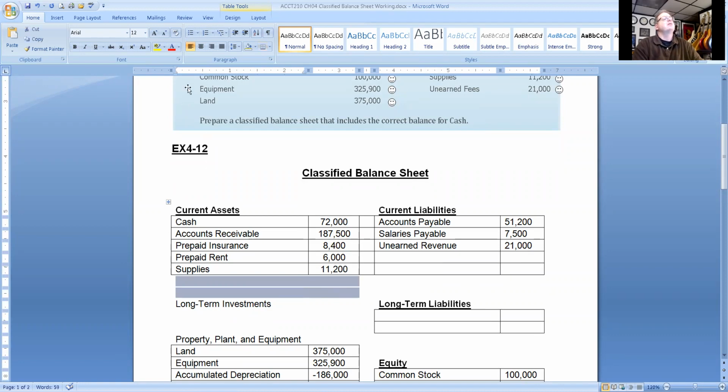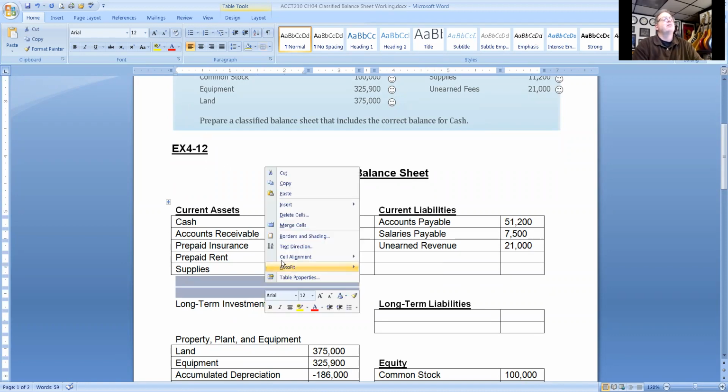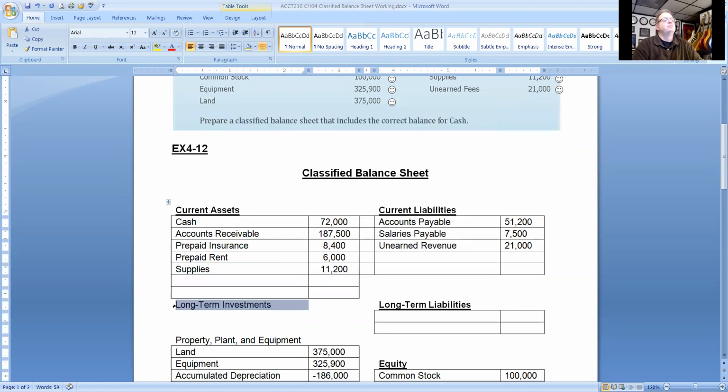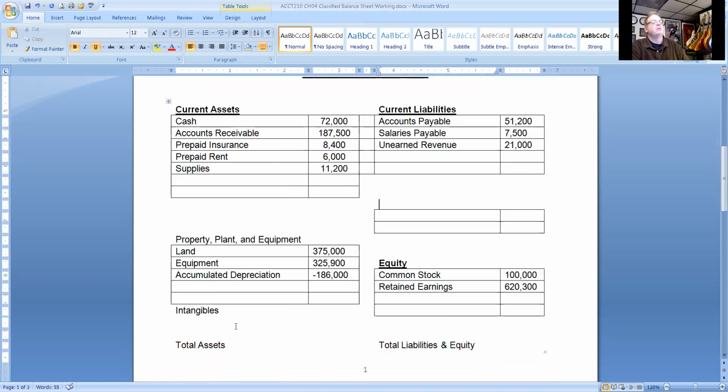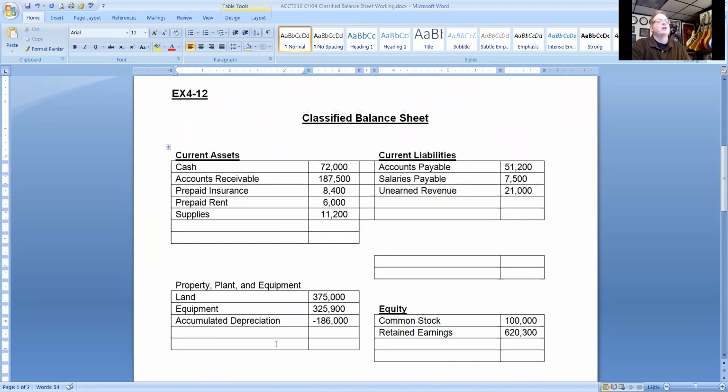And so some of these, we didn't even have. We didn't have any long-term investments. We didn't have any long-term. Oops. What am I doing here? Didn't have any of those. Didn't have any intangibles. So this is kind of what we had. Okay, so, oops, no, these are assets.